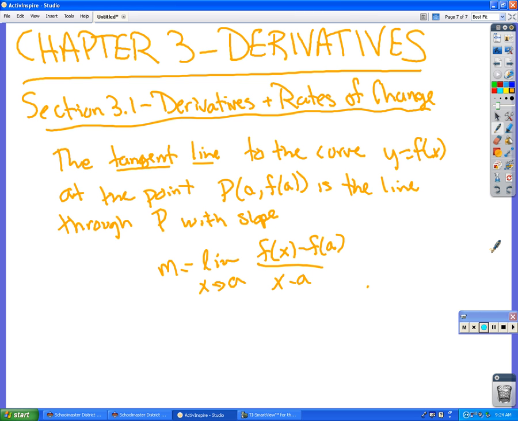So the tangent line to the curve at that particular point is the line through the point P. And what we've been working on with the limits is how to find the slope of that line. We're basically just using the old-fashioned slope formula, y2 minus y1 over x2 minus x1. But we talked about this on the very first day of school, we want to have those points get closer and closer together, so that's why we take the limit as x approaches a.